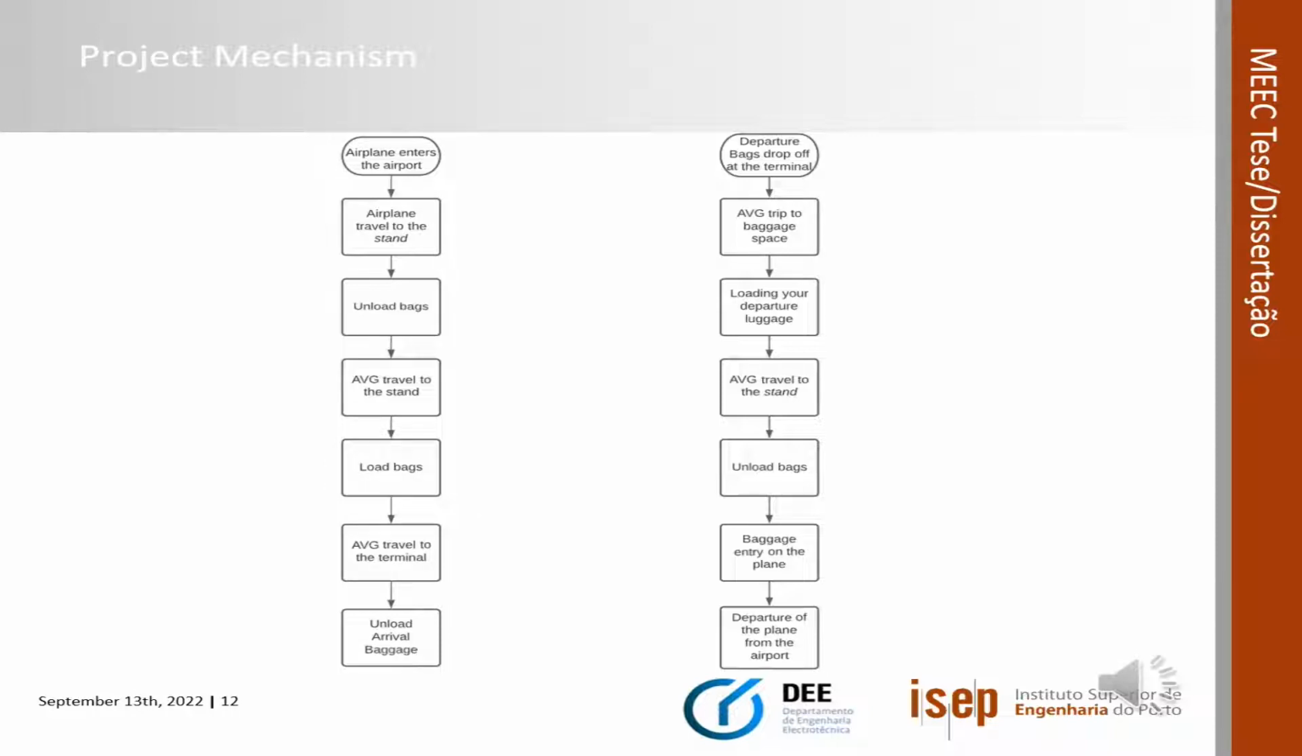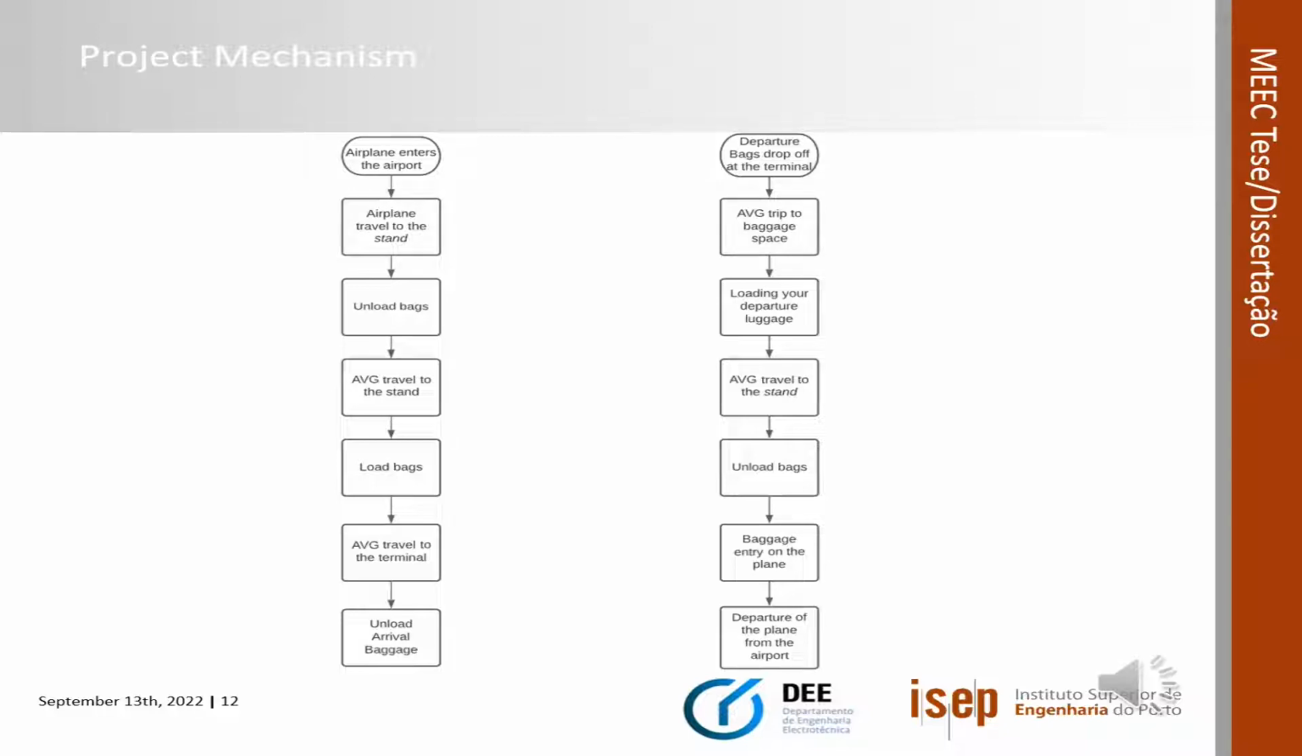On the left side, starting with the arrival, the plane arrives at the airport and makes its journey to the respective stand, unloading their baggages. The AGVs will go to that same stand and load the baggages. Finally, they travel into the terminal and unload their arrival baggages. On the right side, we have the departure baggages. The route is exactly the opposite. The baggages will arrive at a defined location in the terminal, the AGVs will travel to them, load, and proceed to the stand where an airplane is located.